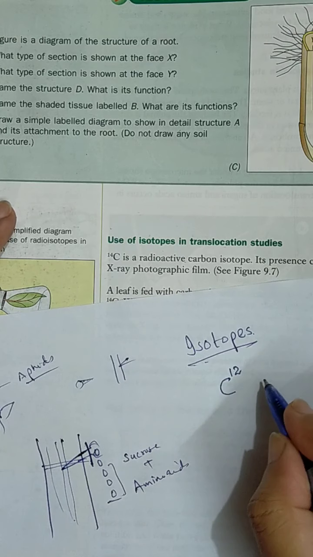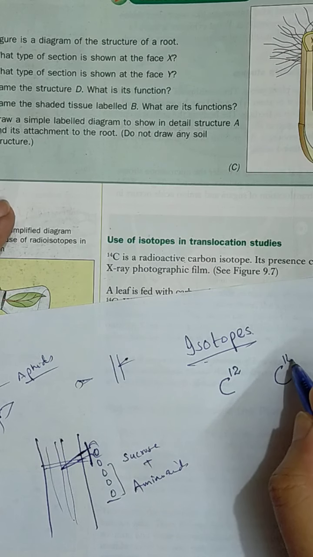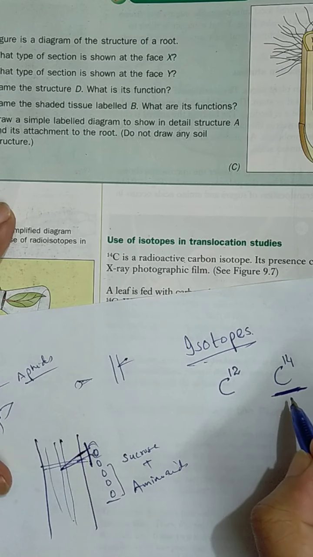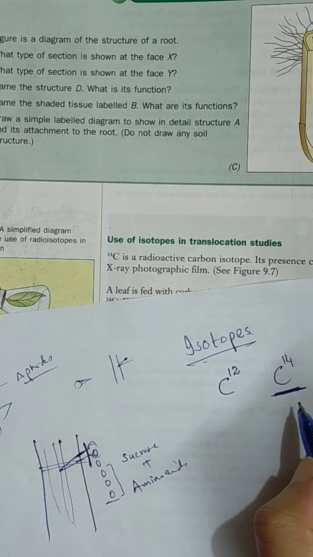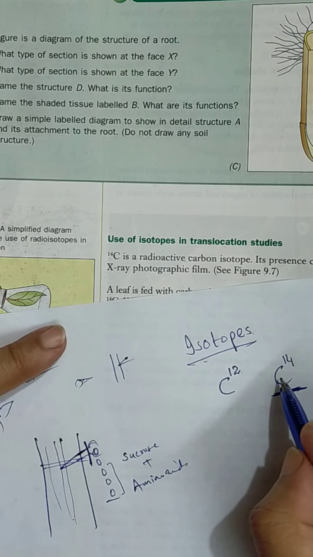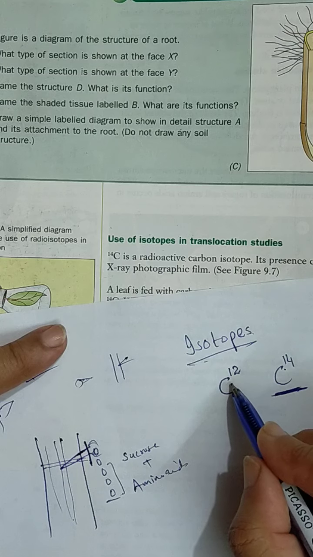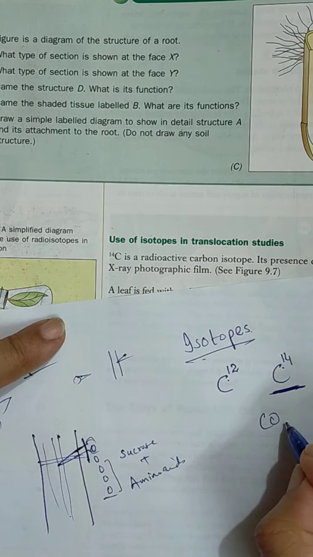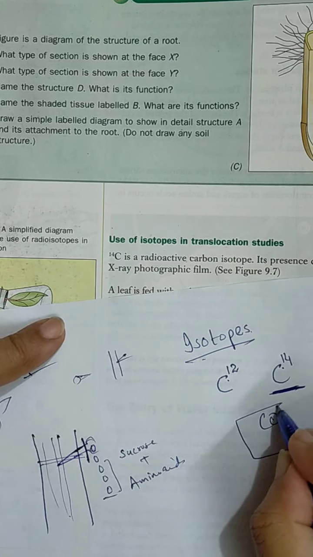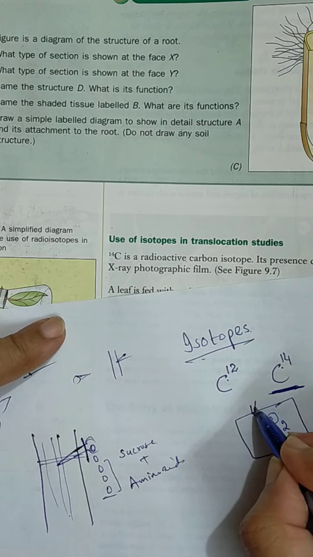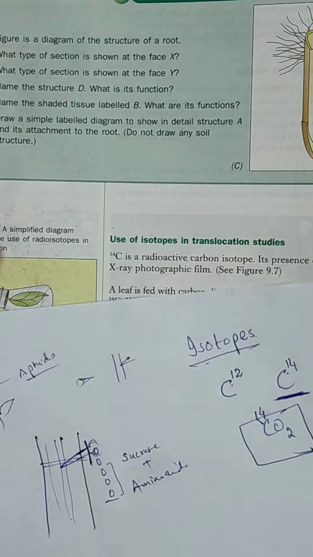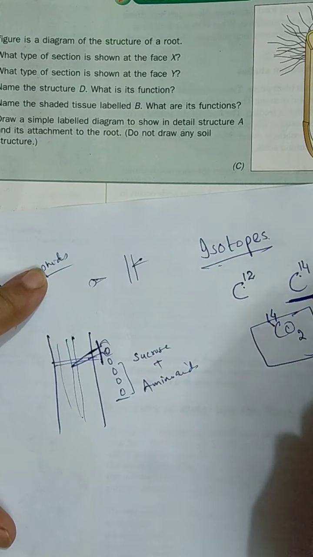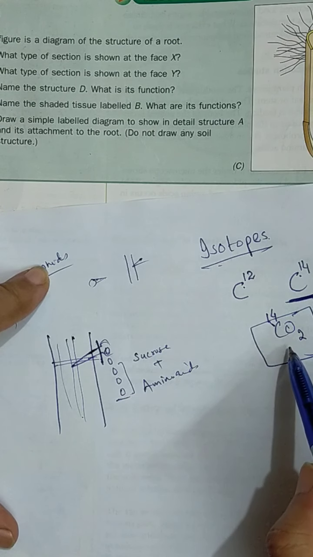Okay, but they use carbon 14 instead of carbon 12. This carbon 14 is a radioactive carbon, so we can get its image on a photographic film. So they utilize carbon 14 instead of carbon 12. They provide carbon dioxide to the plant for photosynthesis, and that carbon dioxide had carbon 14 instead of carbon 12.